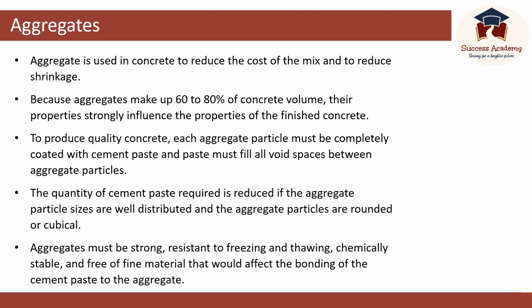One of the reasons for using aggregates in a concrete mix is to reduce the cost. Because aggregate makes up 60 to 80% of the concrete volume, their properties strongly influence the properties of fresh and hardened concrete. To produce quality concrete, each aggregate particle must be completely coated with the cement paste, and the cement paste must fill all void spaces between aggregate particles. The amount of cement paste that we need in a concrete mix depends on the particle size distribution of the aggregates and also the particle shapes. We will discuss these things later on.